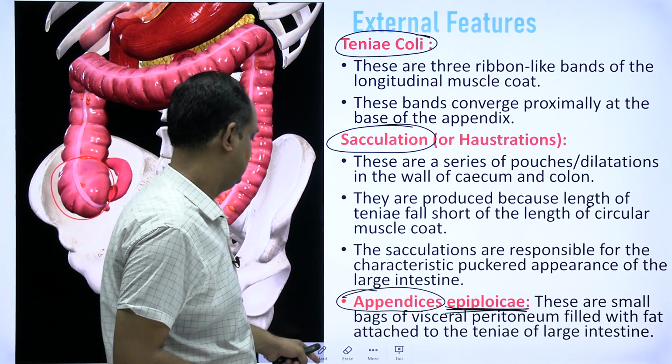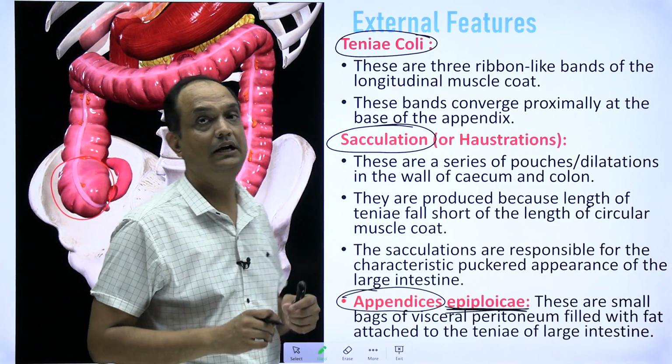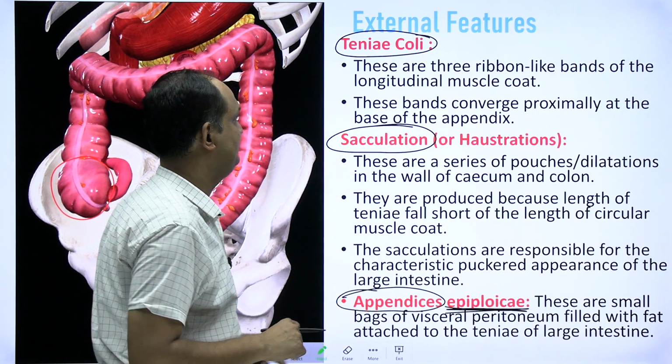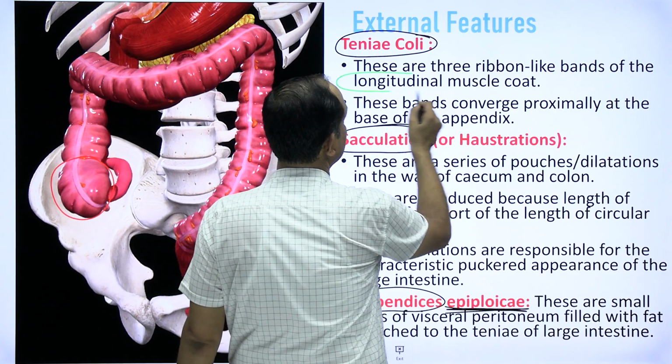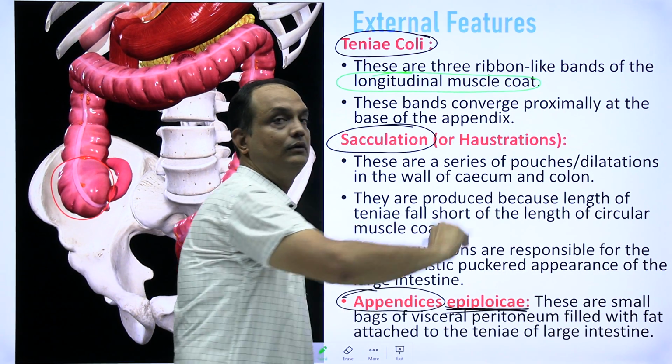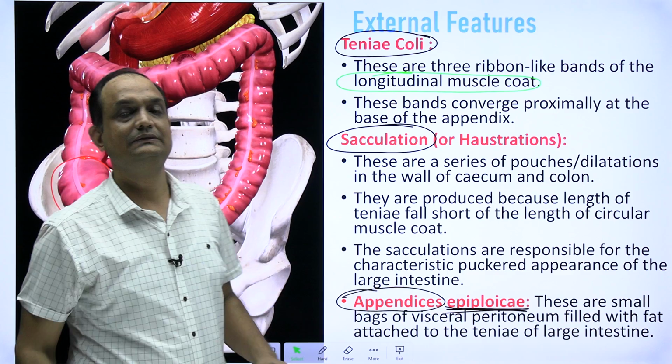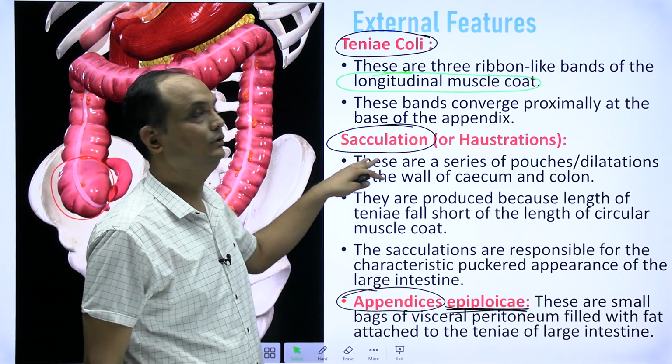So what is taenia? You know that these are three ribbon-like bands, and these bands are nothing but a modification of the longitudinal muscle coat of your colon. Clear? Now the second part is the sacculations.